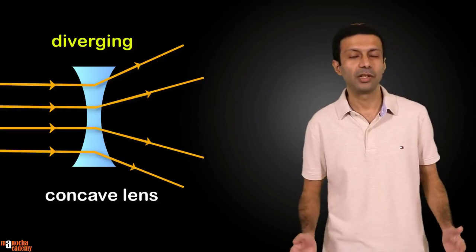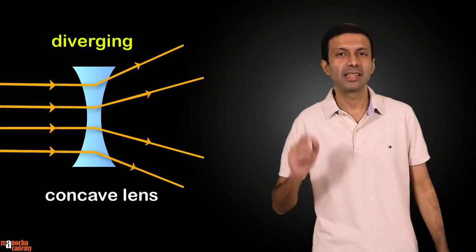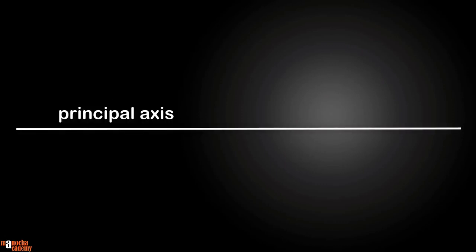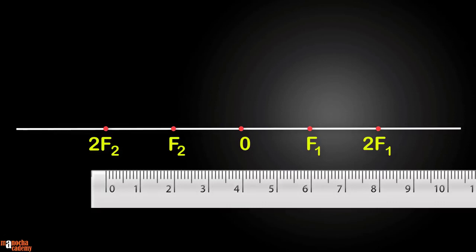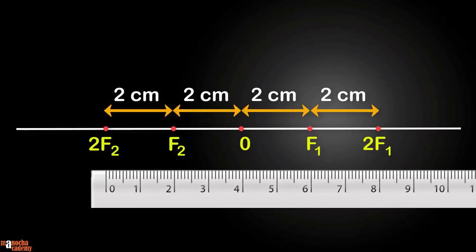For image formation, we need to draw the concave lens accurately. Similar to the convex lens, draw a line representing the principal axis. Again, we need to mark the points optical center O and F1, 2F1 and F2 and 2F2. All these points are at the same distance from each other. In this diagram, the distance is 2 centimeters.